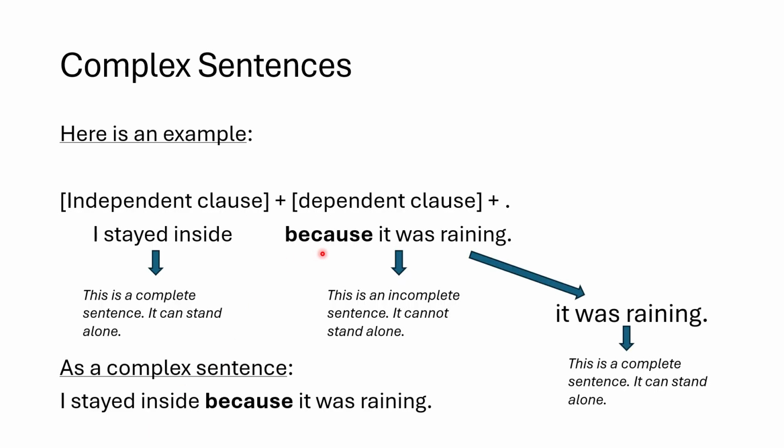Let's look at the word because. It is a subordinating conjunction. Without the word because, the clause it was raining is independent. It can stand alone. The word because turns the independent clause it was raining into a dependent clause because it was raining, an idea that is incomplete on its own.